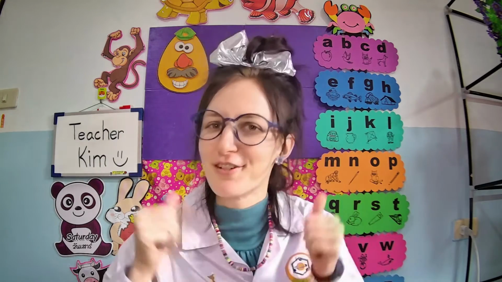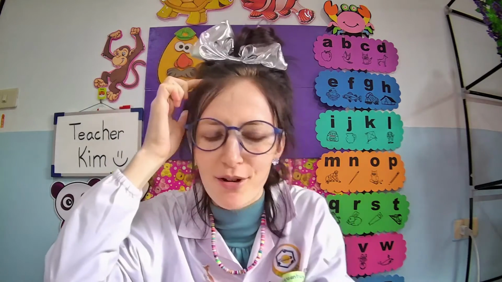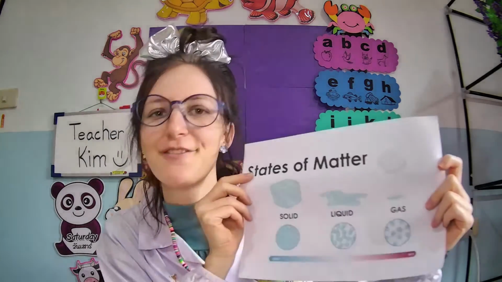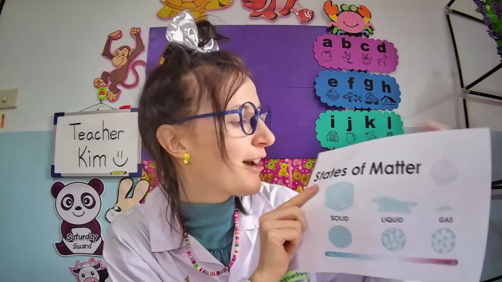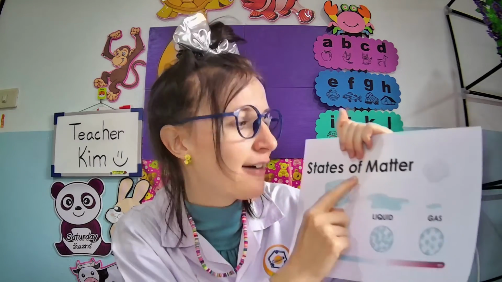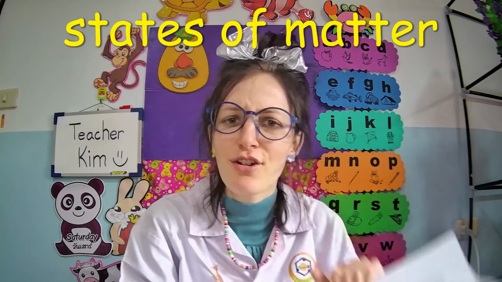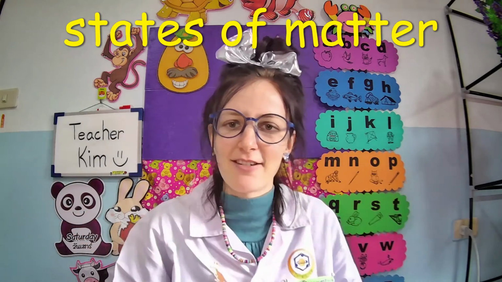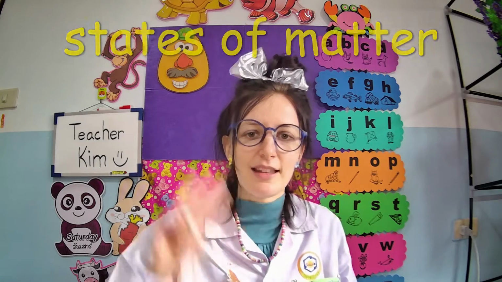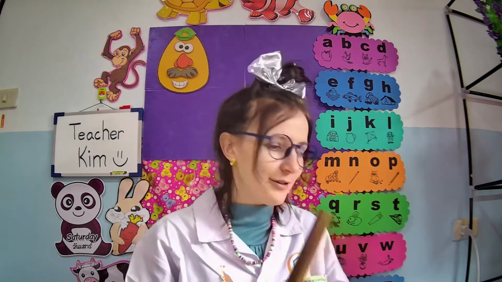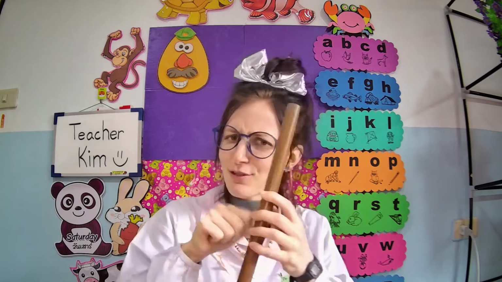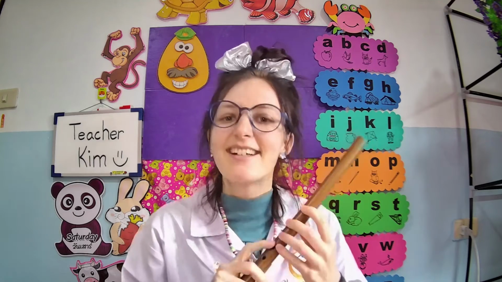Today we are going to learn more about what we learned last week. Now remember, last week we learned about states of matter. Say the phrase, states of matter. Yes. So, how many states of matter are there? Well, there are 3. For example, this flute is a solid.